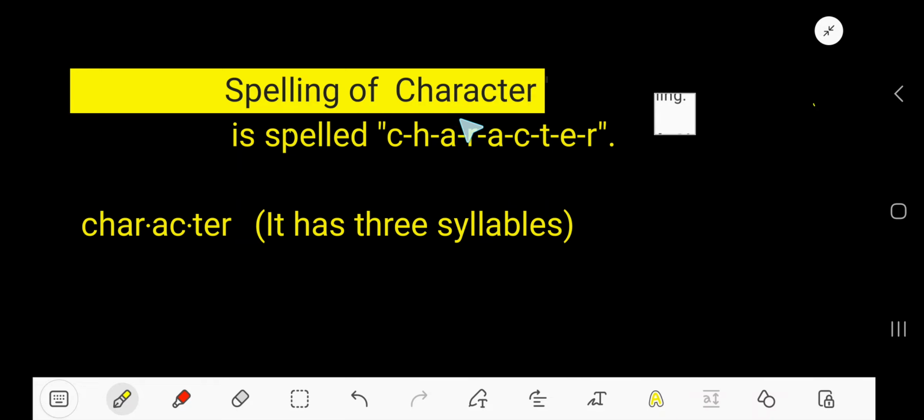Spelling of character. The spelling of the word character is CHARACTER. Okay, so look at the syllables this word has. It has three syllables. CHAR, this is one syllable. AC, this is the second syllable. Then TER. Actually, looking at the syllables doesn't help our brain to memorize the spelling of the word character.